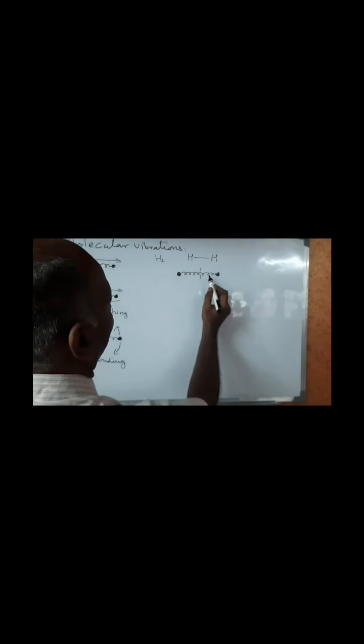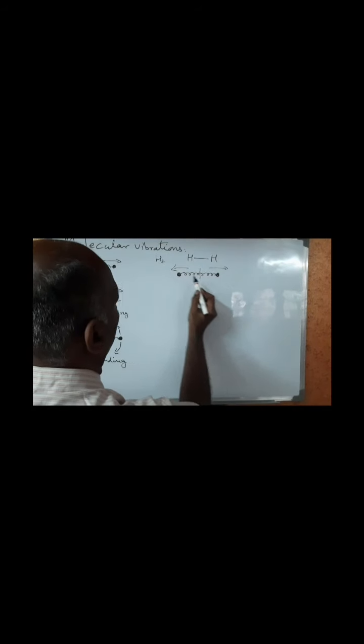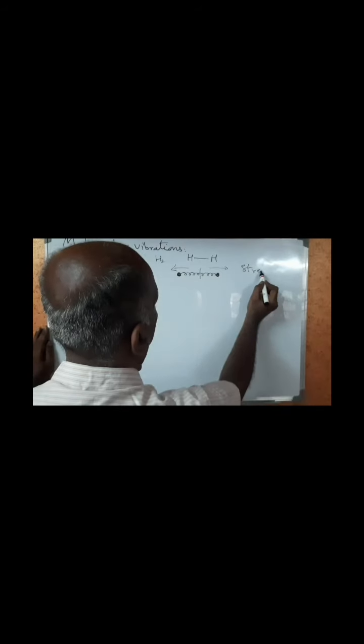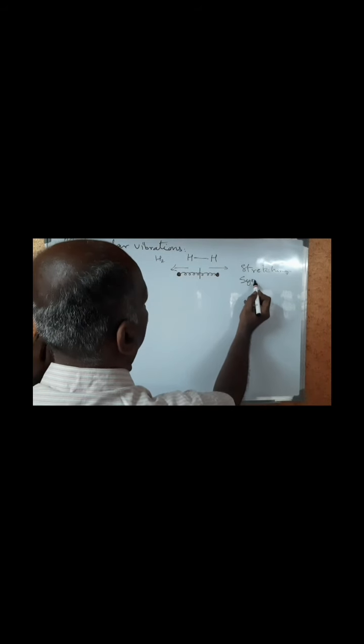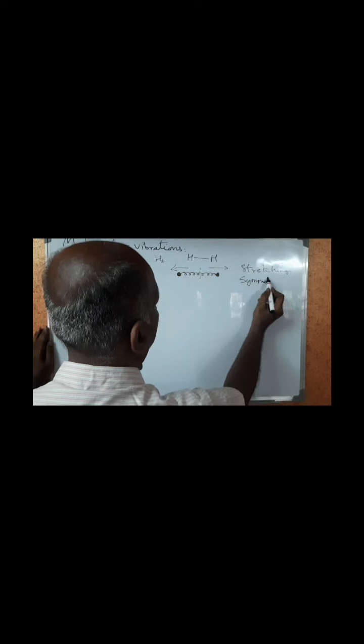If you stretch the steel ball in this direction, it will undergo stretching. The same thing can be done in this direction also. So in both directions, the steel ball attached by a common spring can stretch. If the stretching is uniform, then it is called symmetrical stretching.